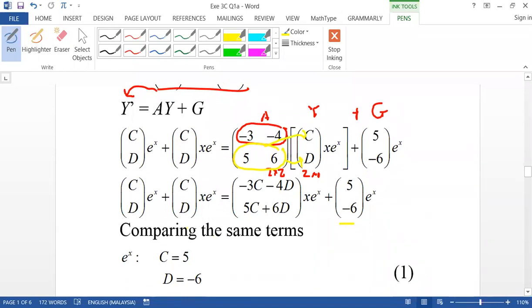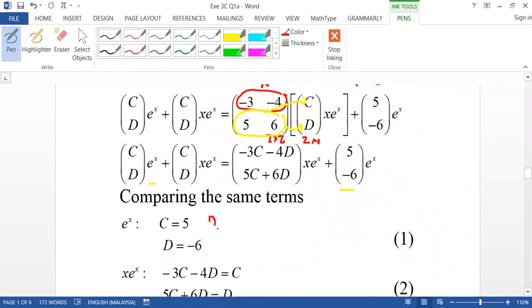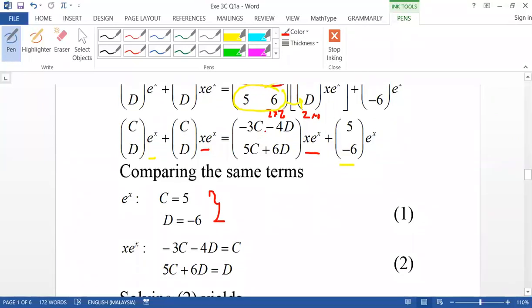And then you compare the same terms, left hand side and right hand side. If you compare the exponential term, exponent x, you notice that C equals 5, then D equals negative 6. Both equations here I jot down as equation 1. Then you compare the x exponent x term. Hence you have negative 3C minus 4D equals C, and 5C plus 6D equals D.